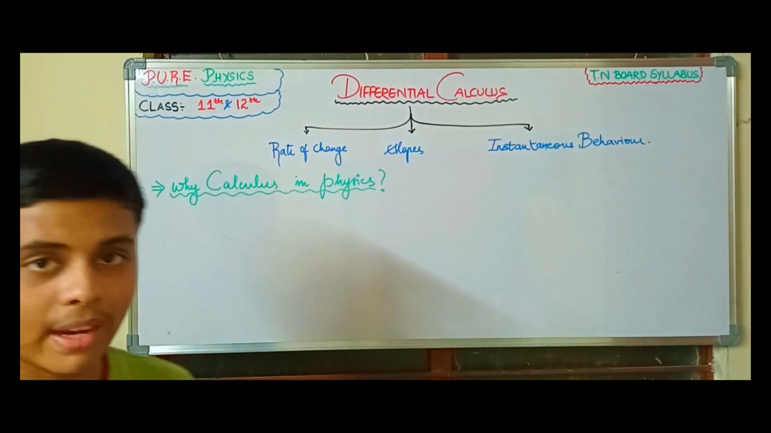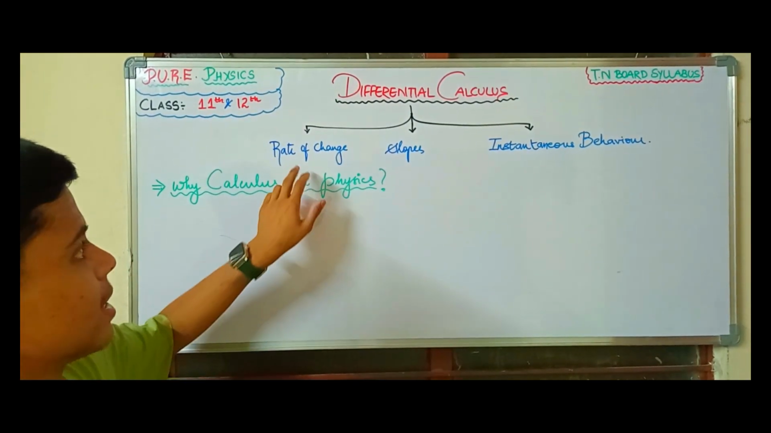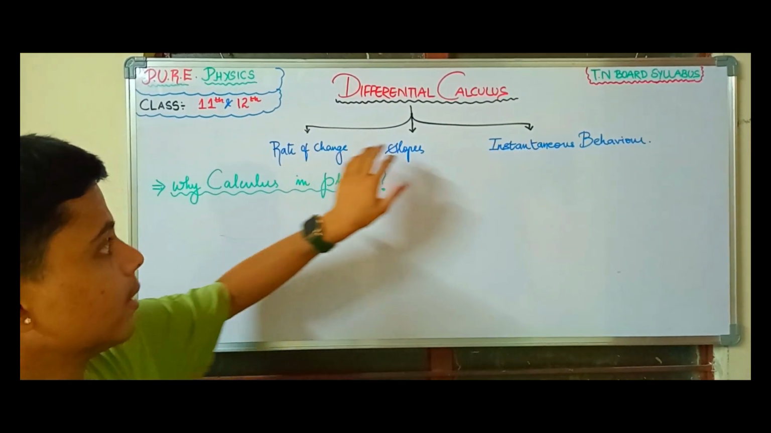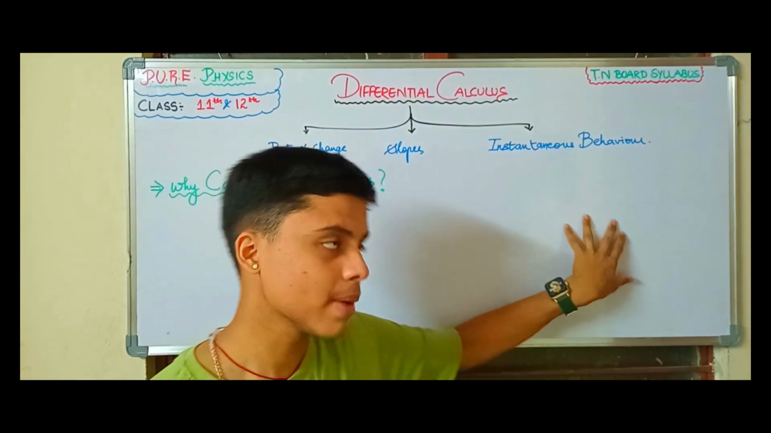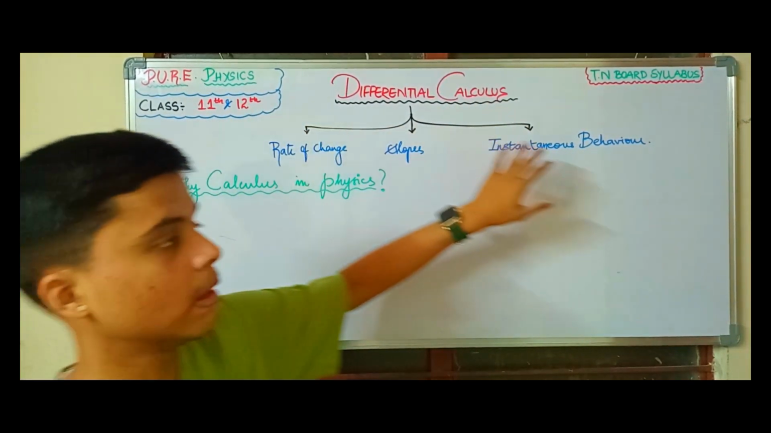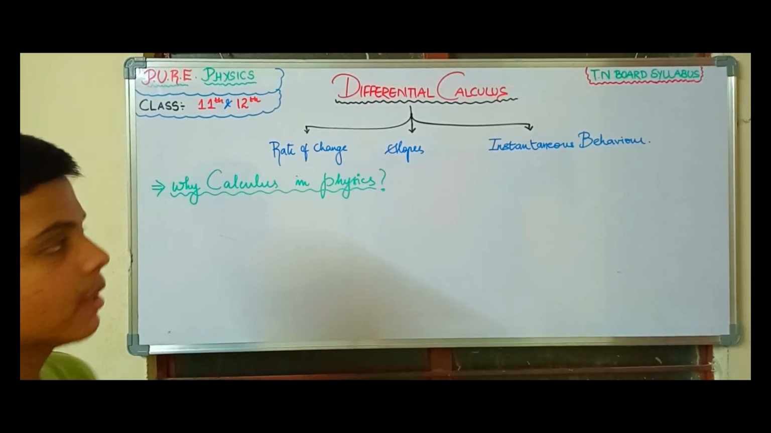It has three main characteristics which help us to study differential calculus. The first one is rate of change, the second one is slope, and the third one is instantaneous behavior. About these topics we will be learning deeply in this chapter.